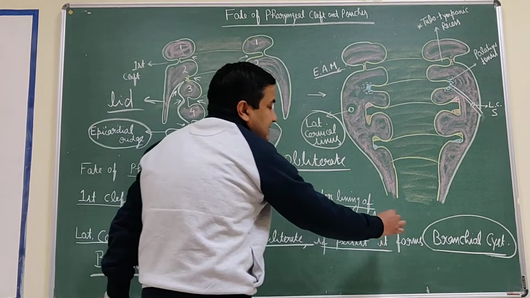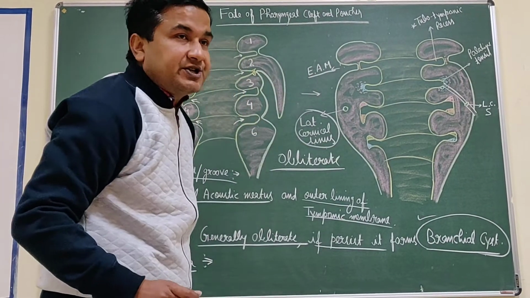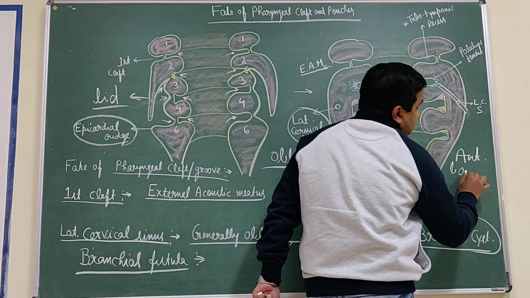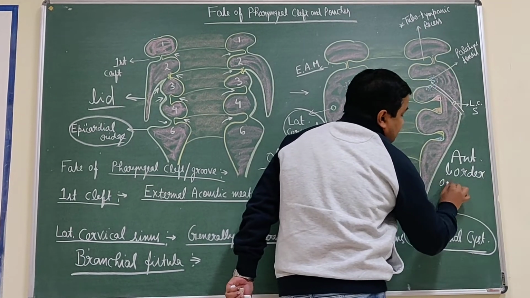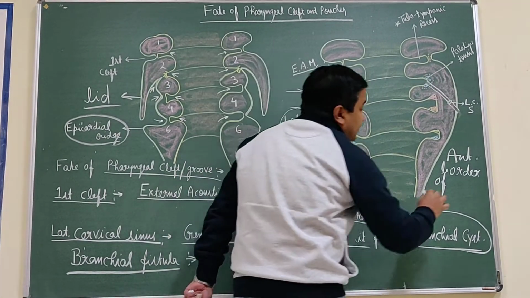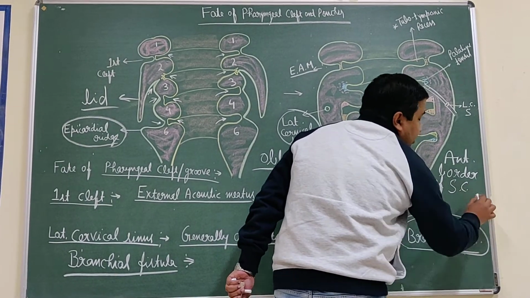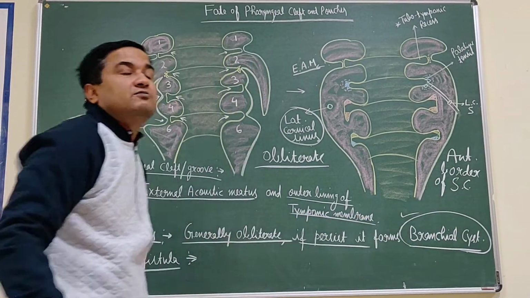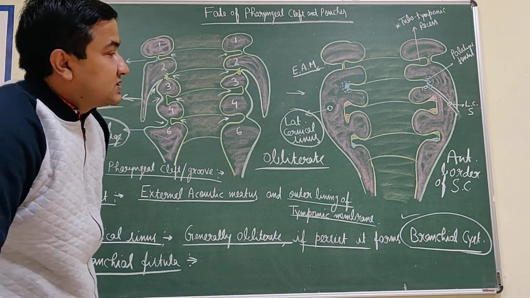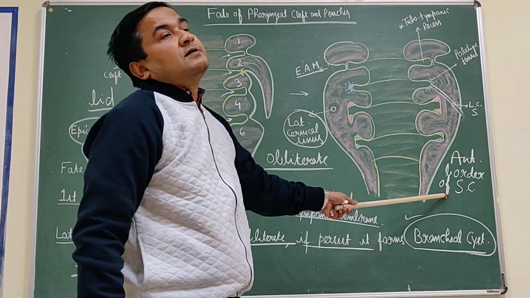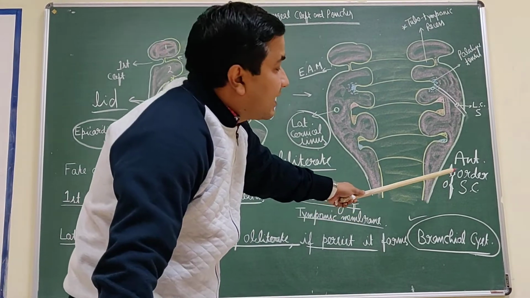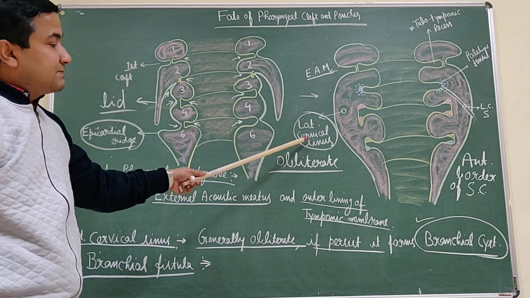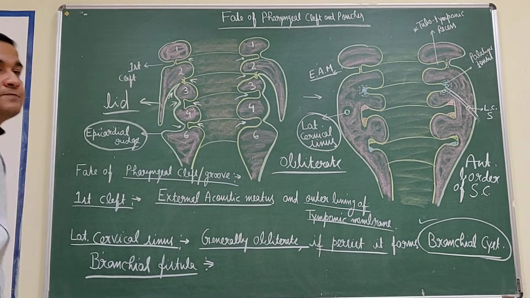This swelling is the branchial cyst, and it is present along the anterior border of the sternocleidomastoid muscle. Along the anterior border of the sternocleidomastoid muscle, there is a swelling, and this swelling is present near the angle of the mandible. So, if this lateral cervical sinus persists, it forms the cyst.